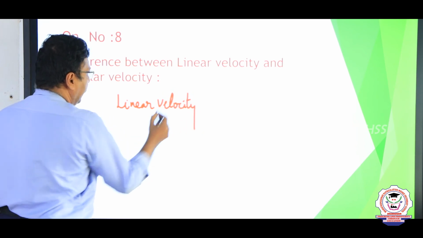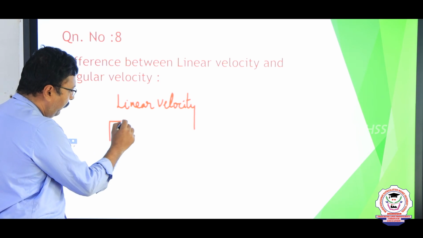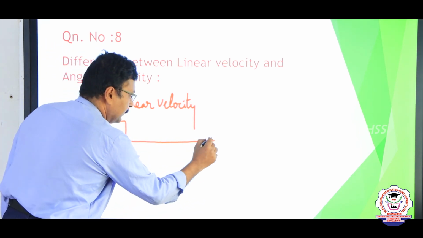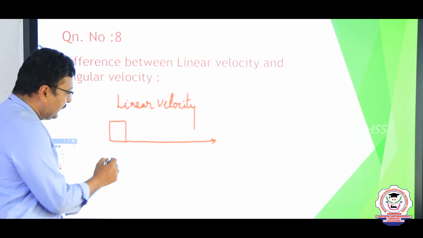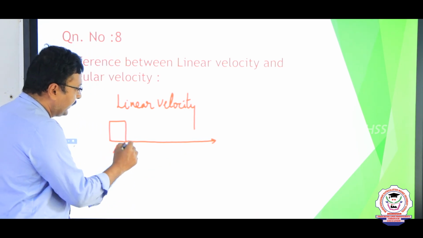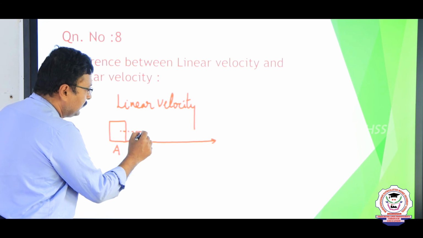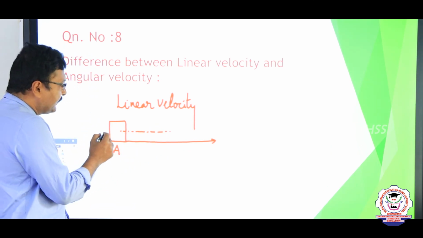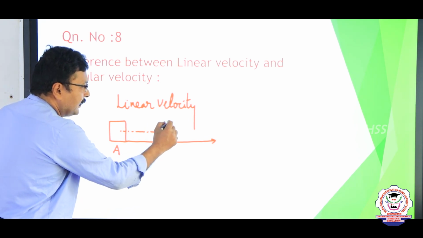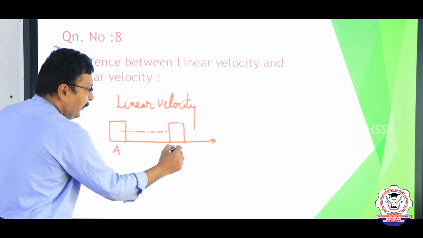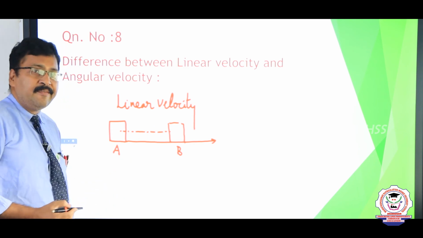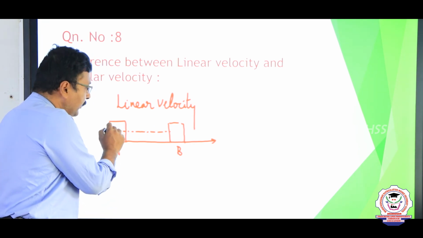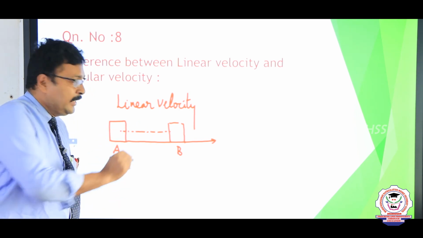That is, if I am having a block of mass, and this block of mass is moving in a straight line. So let us consider this position to be A, and then it is traveling like this. So each point in the block A is traveling with the same speed until it reaches the other end B. So this is the fundamental fact in linear velocity. All the particles are traveling uniformly with the same velocity in a straight line.